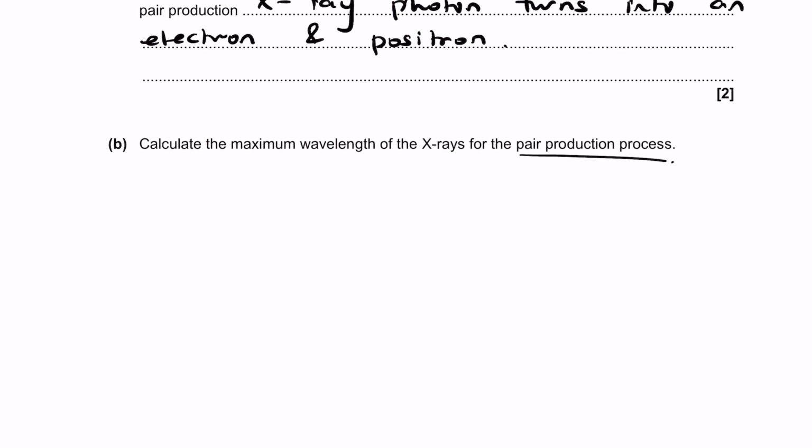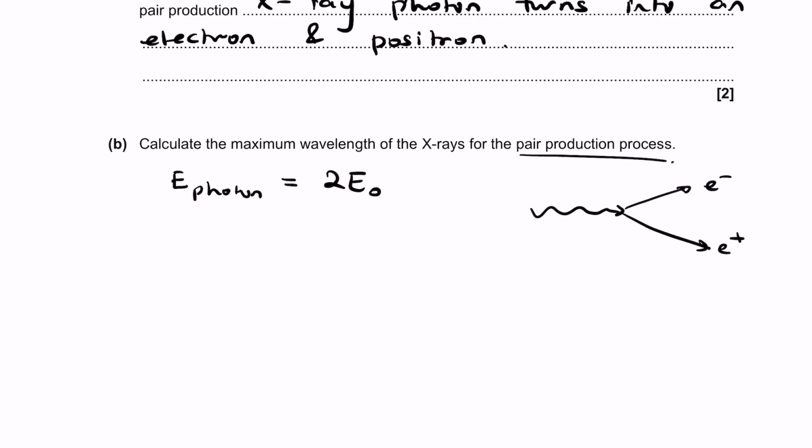For part B, we have to calculate the maximum wavelength of the X-rays for the pair production process. As we said, an X-ray photon turns into an electron and a positron. So one photon, the energy of the photon, is equal to the energy of those two particles, the electron and the positron. I'm just going to call it E naught; rest mass energy is also sometimes what they give this name as.